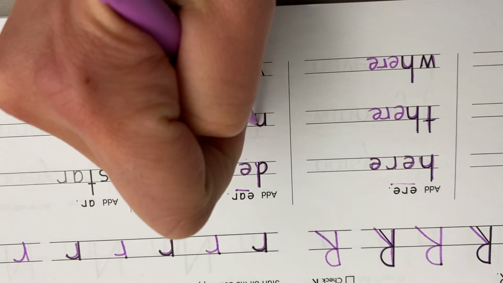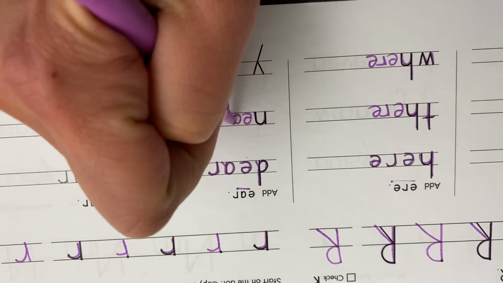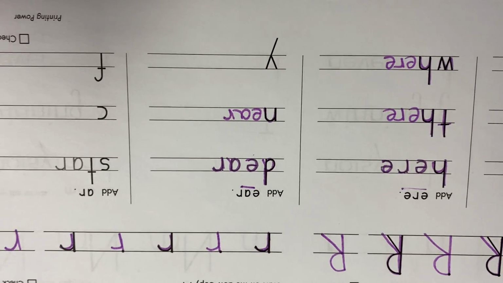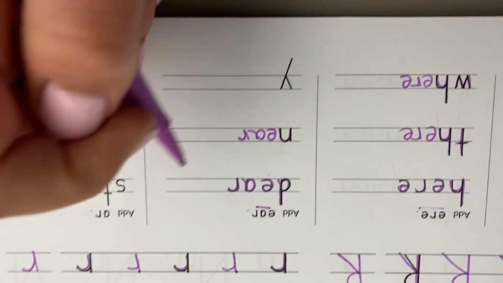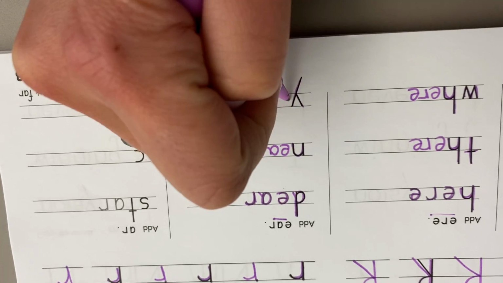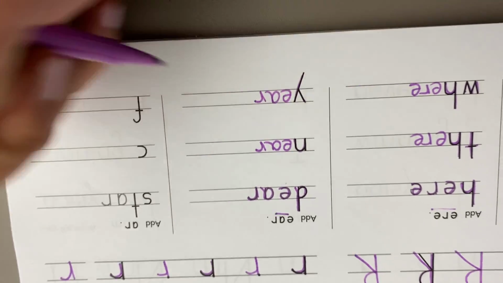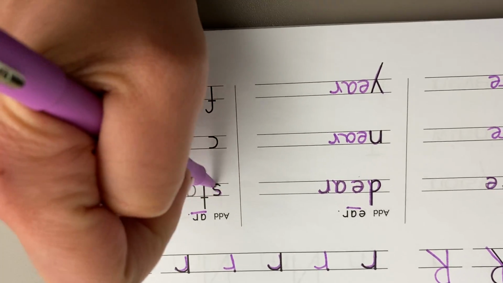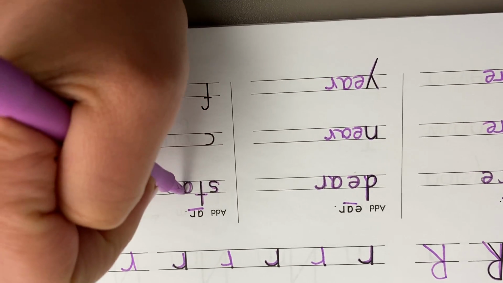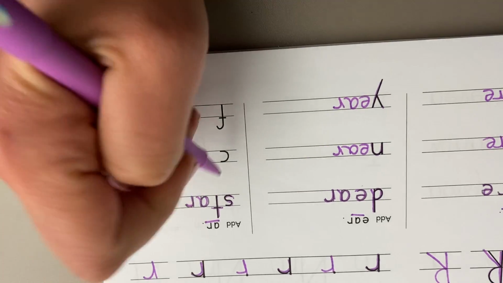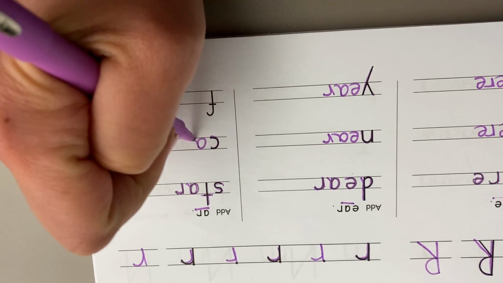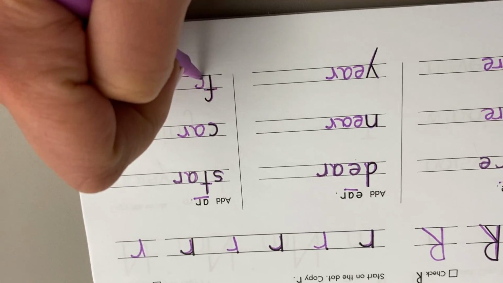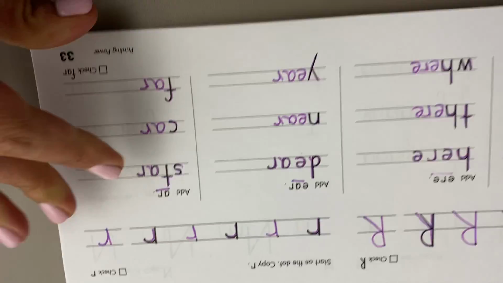Okay, near, N-E-A-R. Near. I am sitting near my friend. Near. And year, Y-E-A-R. Add A-R. Star, S-T-A-R. When you add A-R to C, it becomes car. And when you add A-R to F, it becomes far.